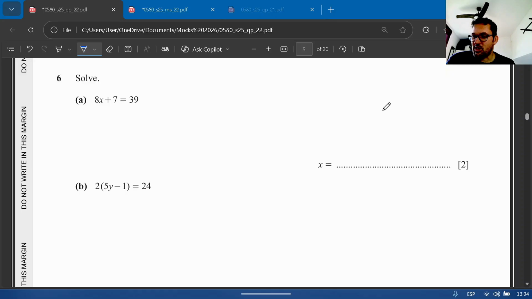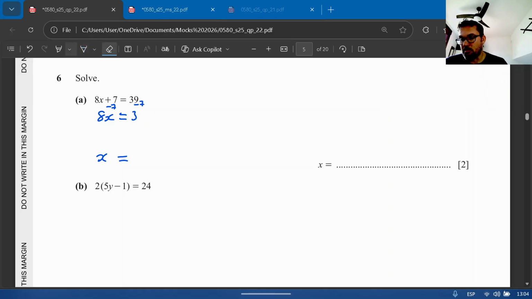Okay, moving on to question 6, simply solving an equation. Remember to keep things lined up. We want to have the x alone at the end. So we need to do the same on both sides. We're going to get rid of the 7. We're going to subtract 7 from both sides, that's one way of doing it, or you move the 7 to the other side. Either way, 39 minus 7 is 32. And then to get rid of the 8, divide both sides by 8. That will give us the x. 32 divided by 8 is 4.